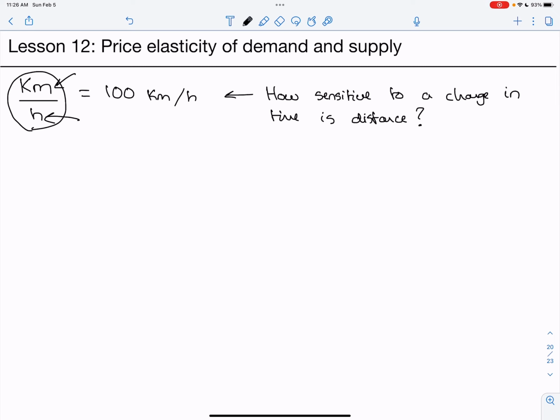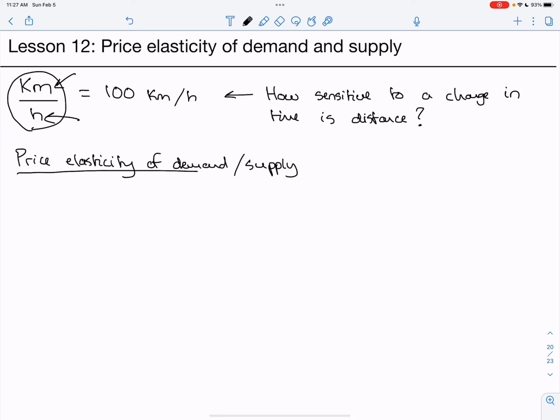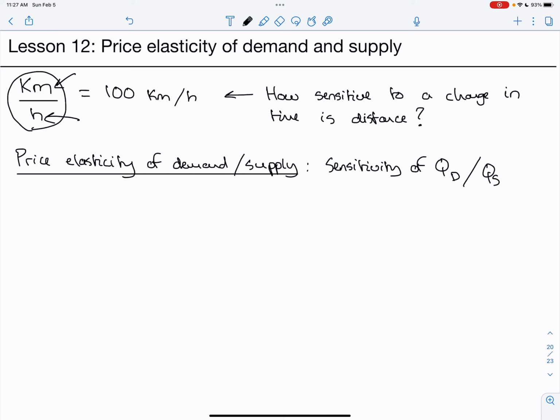Now elasticity, specifically, let's put it this way. Price elasticity of demand or supply is defined as the sensitivity of quantity demanded, in the case of price elasticity of demand, or quantity supplied, in the case of price elasticity of supply, to a change in price.